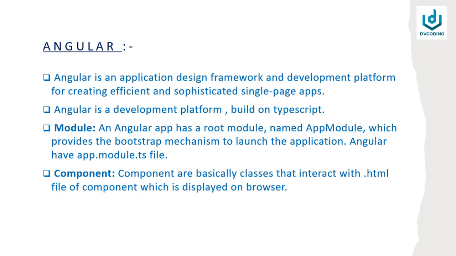Angular has modules and components. Module: an Angular app has a root module named AppModule, which provides the bootstrap mechanism to launch the application. Angular has an app.module.ts file. Components are basically classes that interact with the HTML file of the component, which is displayed in the browser.